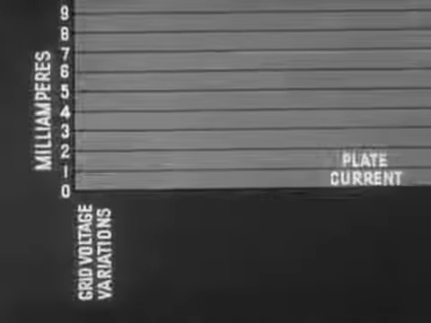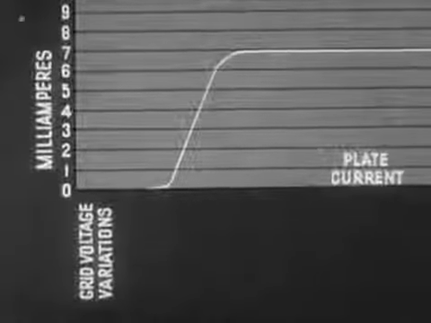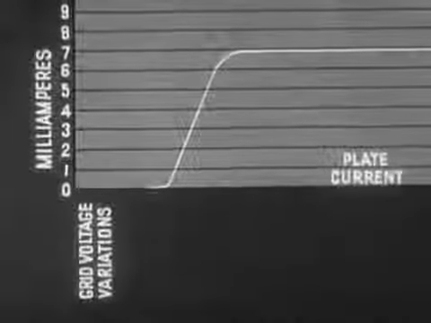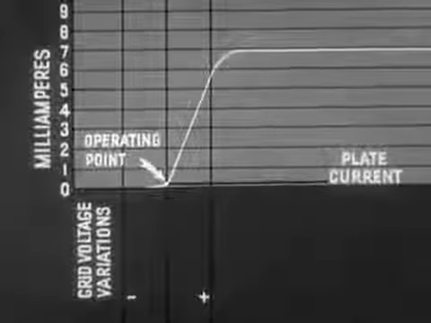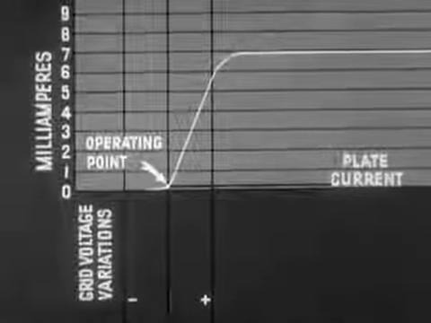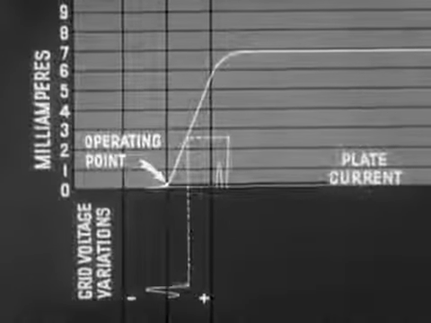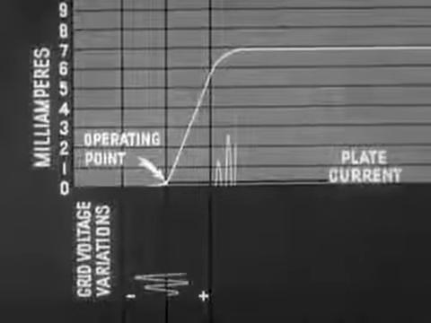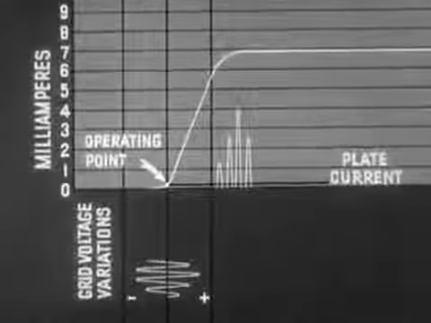The vacuum tube may also be operated as a detector. When used for this purpose, the grid bias is adjusted so that the operating point of the tube is just below the straight portion or knee of the characteristic curve. As a result, the positive half cycle of the radio frequency current in the grid circuit is amplified much more than the negative half of the cycle.